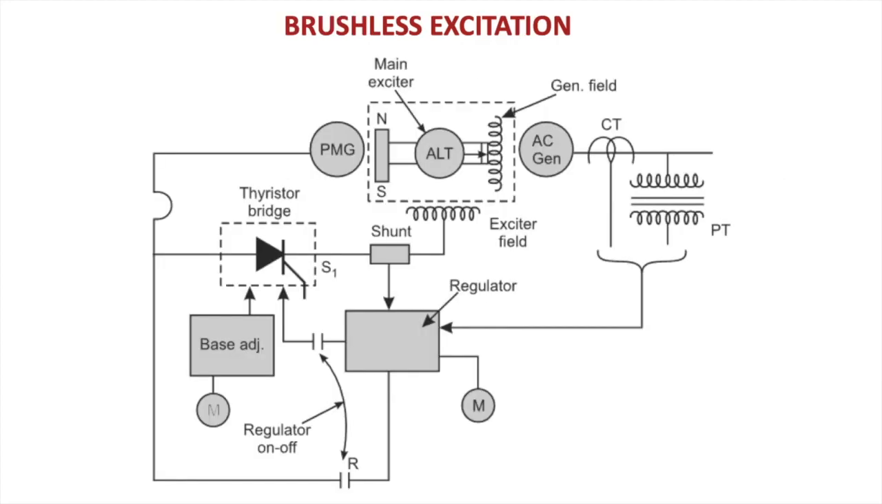Now next comes the brushless excitation. Over here, brushless excitation means we won't have the slip ring and brush arrangement, and the generator voltage itself will be stepped down through CTPT, fed to the regulator, and from the regulator it will go to the controlled three-phase rectifier. There will be a permanent magnet generator coupled to the same shaft, and the permanent magnet generator voltage is being fed to the thyristor bridge.